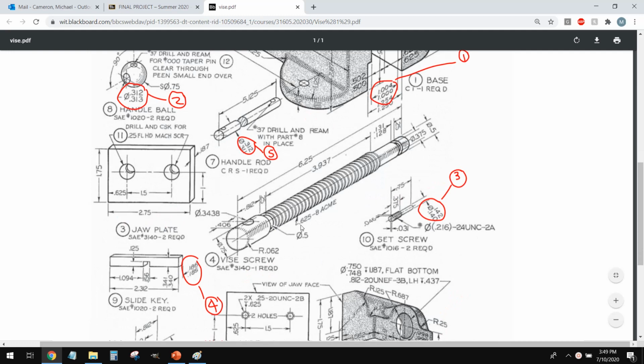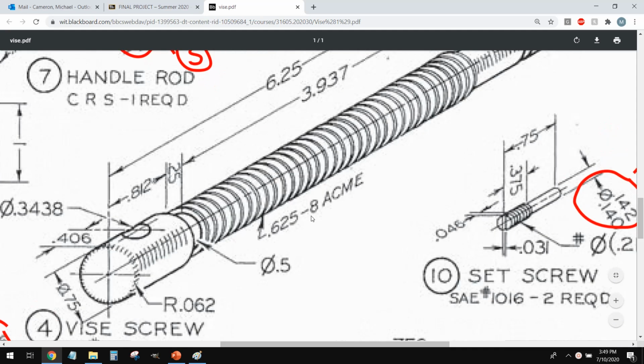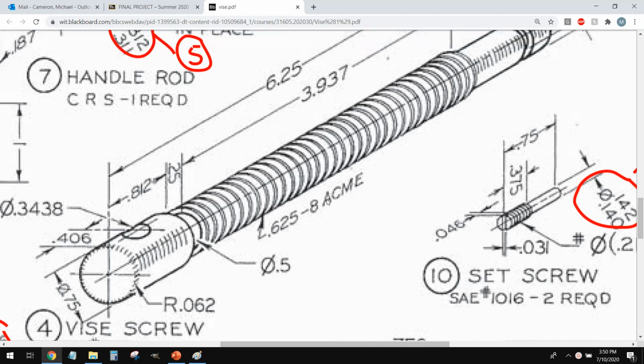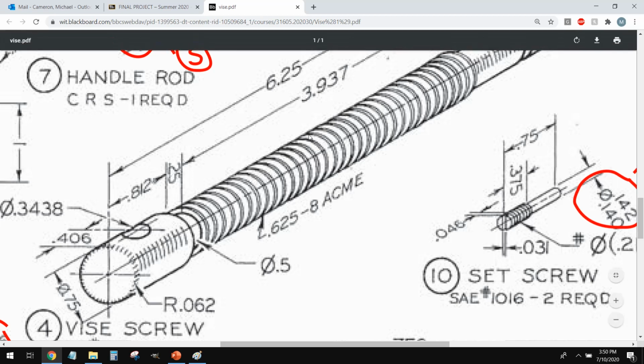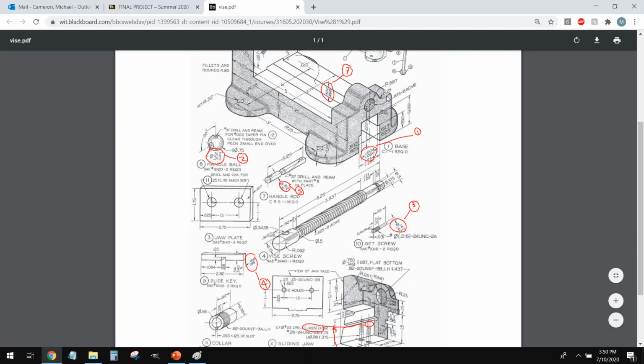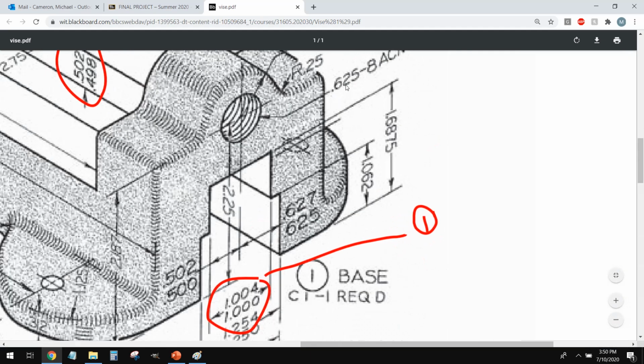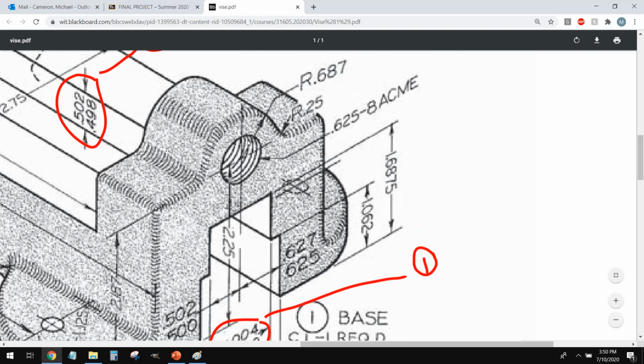So, when we look at something like this thread callout right here, 0.625-8 Acme, it's not quite clear right away what that means to us, but what we're going to do is we're going to go through what each of these numbers means, and then in the next video, we're actually going to go through how to model the threads for this vice screw, and consequently, how to model the threads for the mating thread in the base.